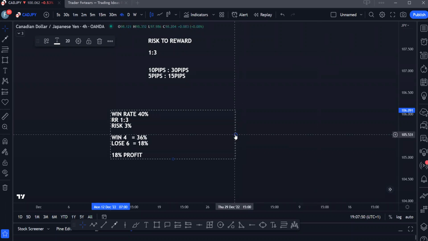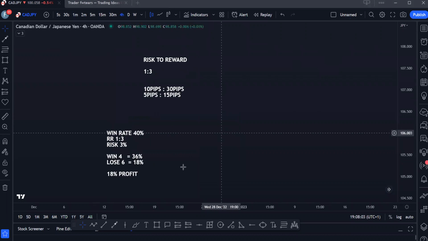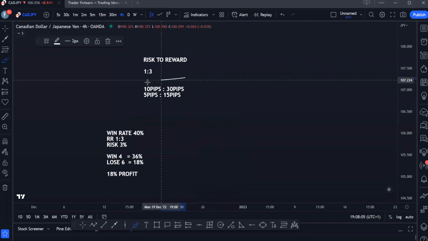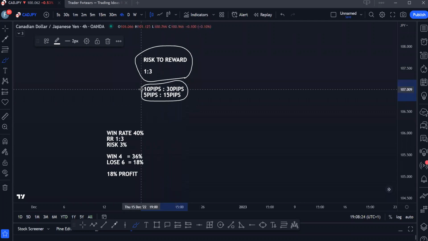Good. So let me just go over it again briefly then. The major takeaway from this lesson is you want to have minimum risk to reward of 1 to 3. You want to optimize your trading strategy to give you minimum 1 to 3. So that means if your stop loss is 10 pips, your take profit should be at least 30 pips. If your stop loss is 5 pips, your take profit should be at least 15 pips. It can be more, minimum 1 to 3.